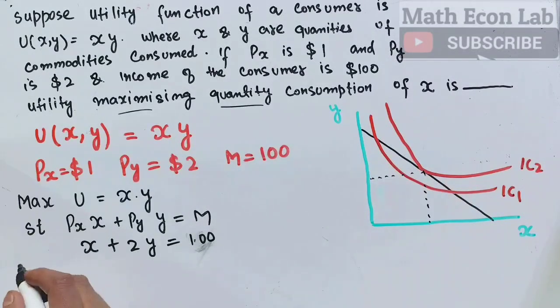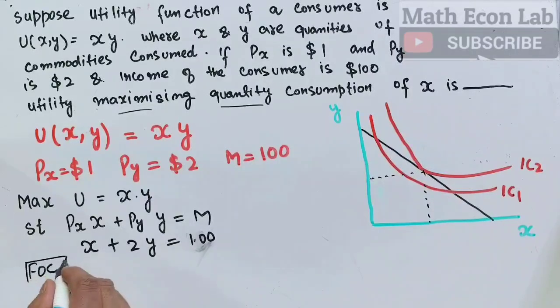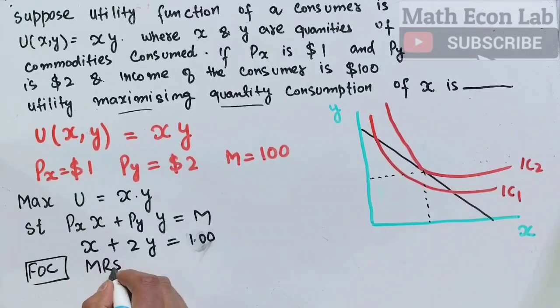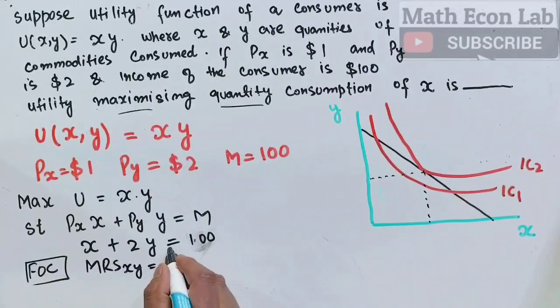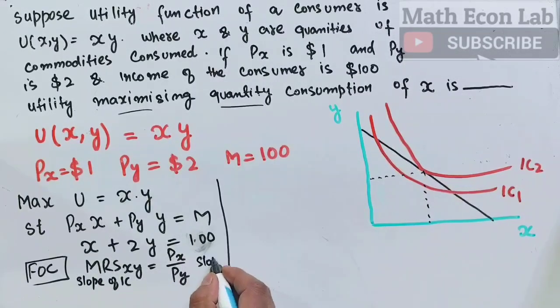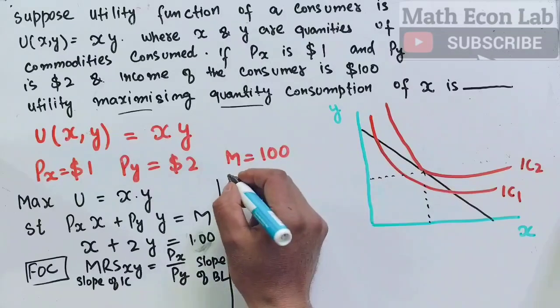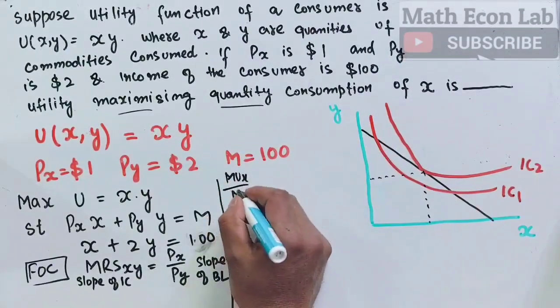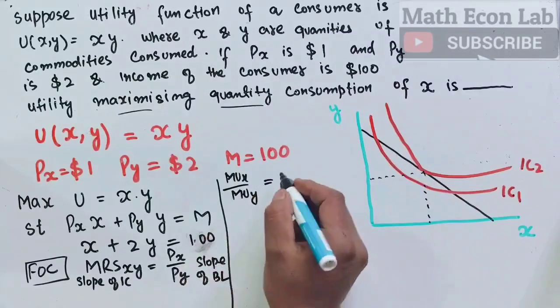A tangency, we know, means the first order condition for optimization in this case requires that the marginal rate of substitution between goods X and Y should be equal to the ratio of the prices, price of X upon price of Y. MRS is the slope of the indifference curve, and PX upon PY is the slope of the budget line. So MRS is simply the marginal utility of X upon the marginal utility of good Y. It should be equal to the ratio of the prices.